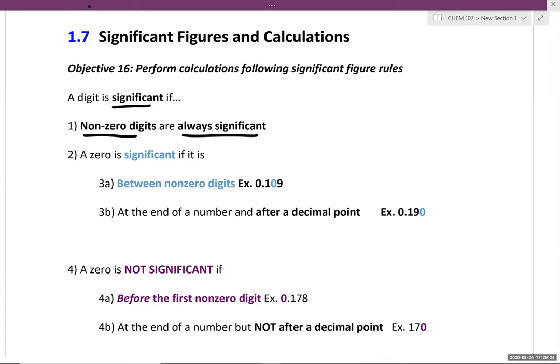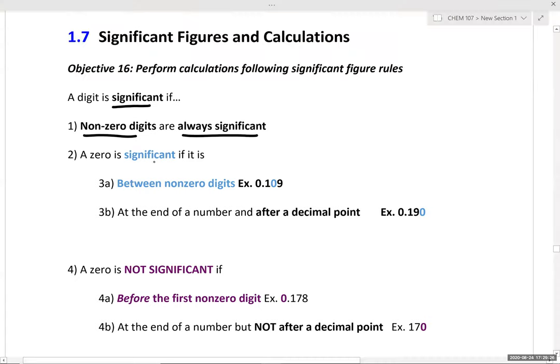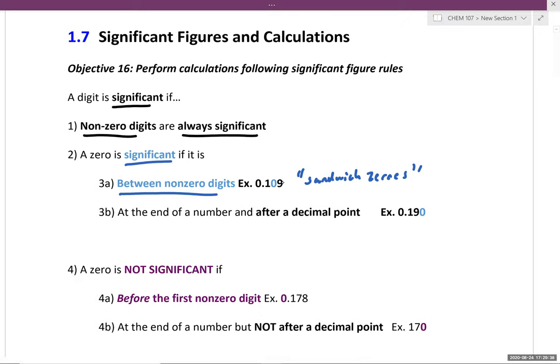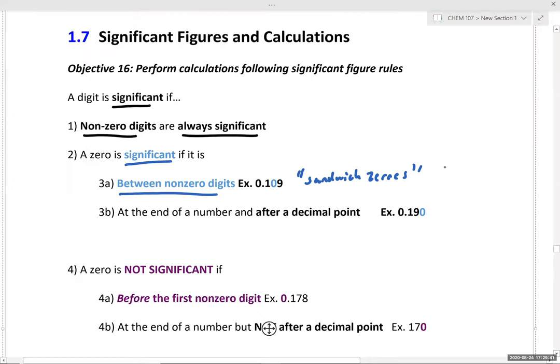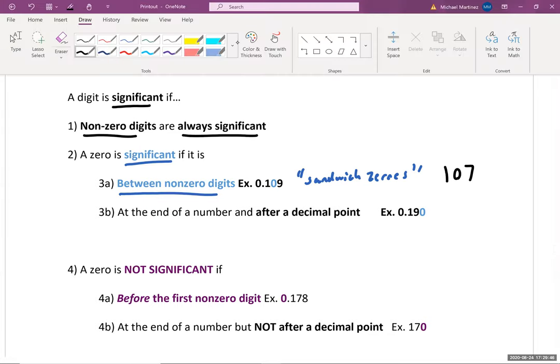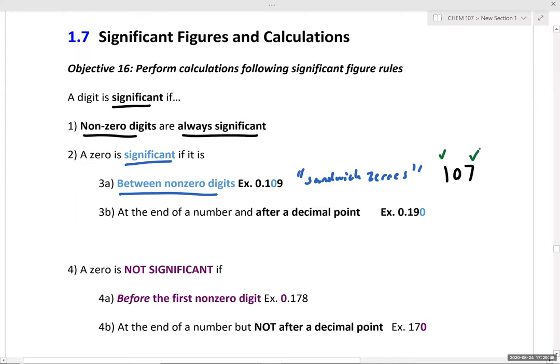A zero is significant if, one, it's between non-zero digits. I like to call these sandwich zeros because they're sandwiched between two numbers. So for example, 107, we'd have a total of three significant digits because one and seven are significant, and this zero is between non-zero digits, so it's also significant. So this number would have three significant figures.